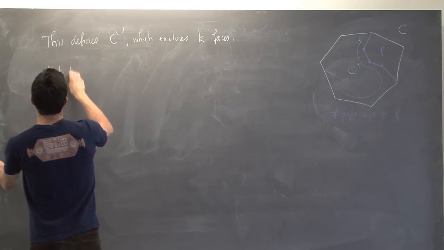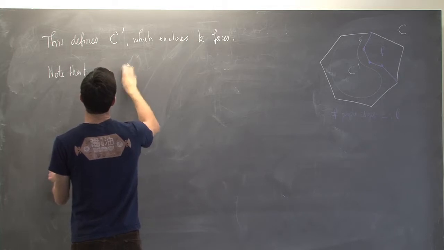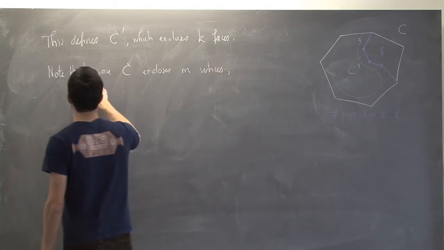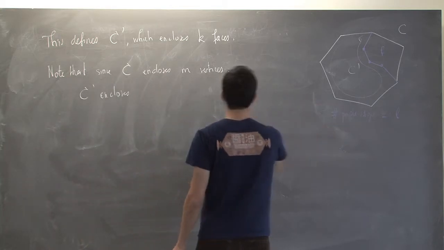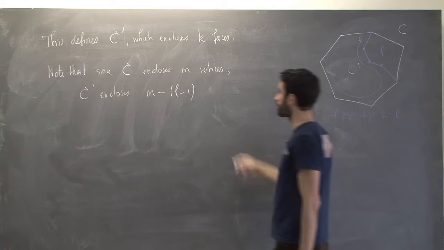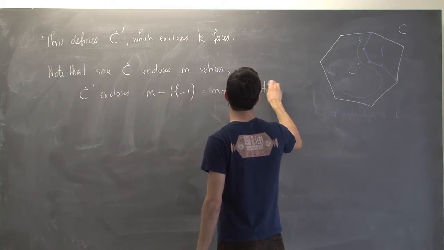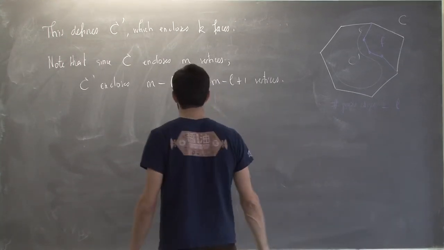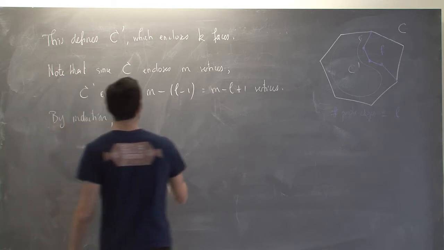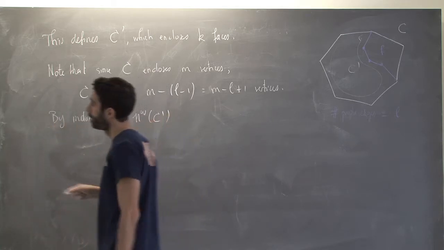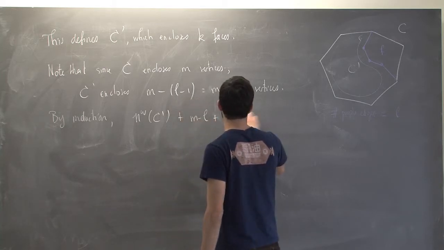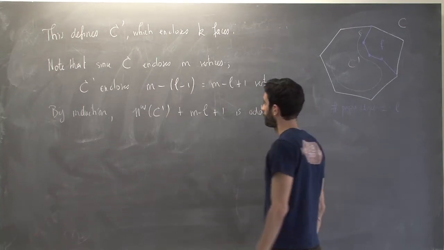So note that since C encloses m vertices, C prime encloses m minus L plus 1 vertices, right? You have L minus 1 vertices that are not enclosed. By induction, we have that n omega of C prime plus the number of vertices enclosed by C prime, that is plus m minus L plus 1, is odd. Okay.